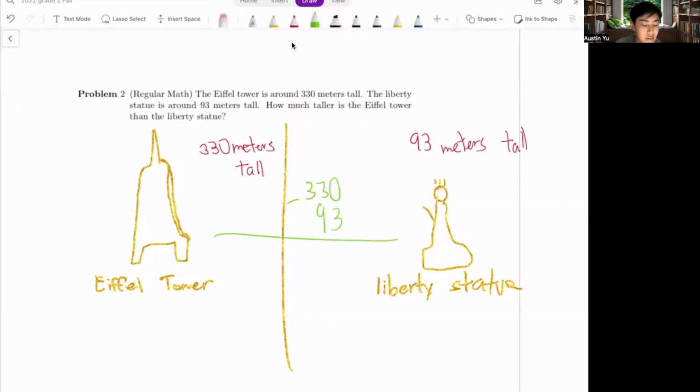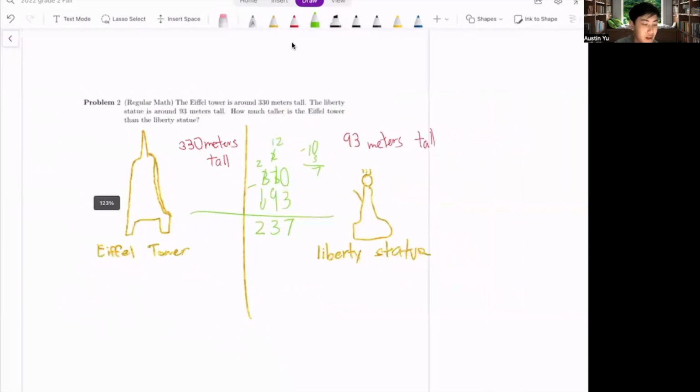0 becomes 10 because we borrow a 1 from the 3 in the middle. 3 becomes 2, 0 becomes 10, 10 minus 3 equals 7, we write the 7. 2, we need to borrow a 1 from the 3 on the left side. 3 on the left side becomes 2, 2 becomes 12. 12 minus 9 is 3, and 2 drops down, becomes 2. Therefore, the answer is 237 meters taller.